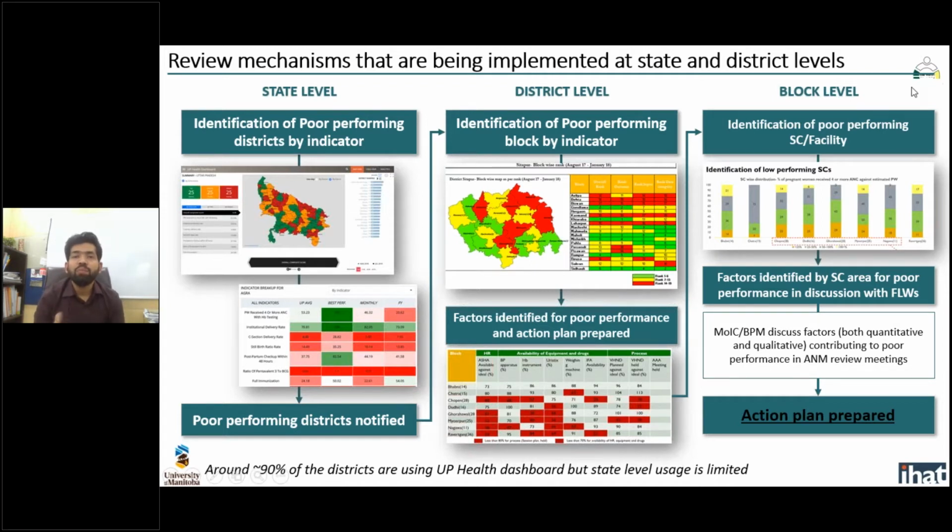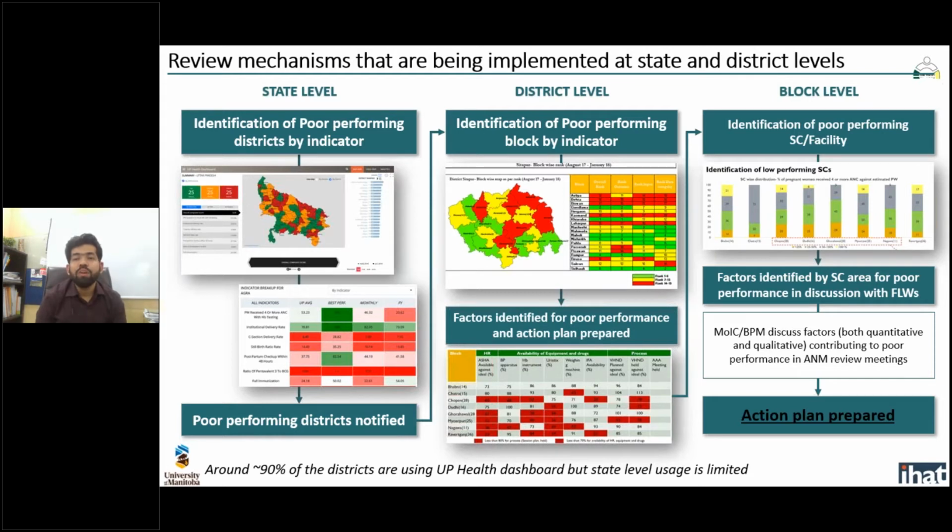Districts identify the poor performing geography, and based on that they prepare the action plan by identifying the factors which are actually affecting it. Every district, every block can have a different factor. Some blocks may have HR as the problem, some may have equipment as the problem, but UPHMIS is actually equipped with such information and is able to analyze it.